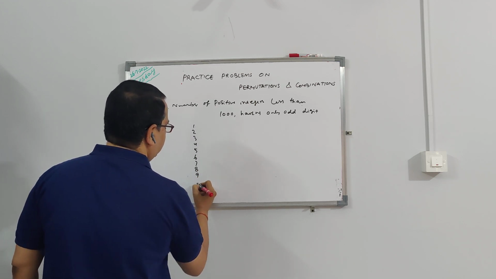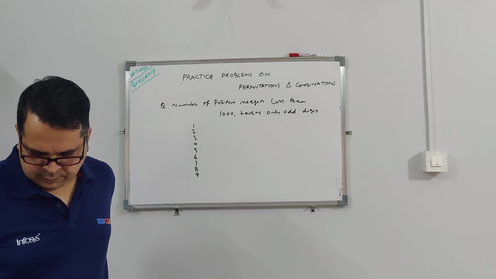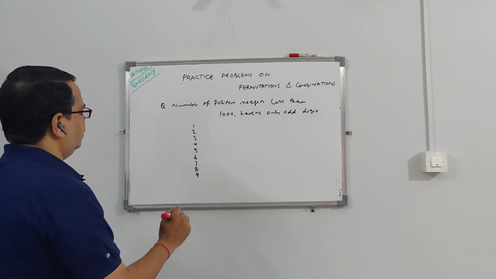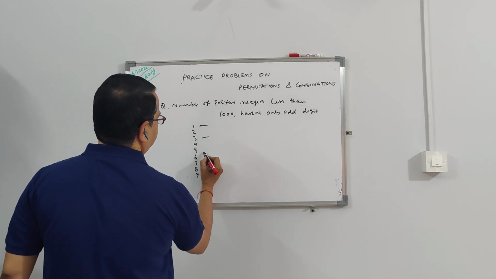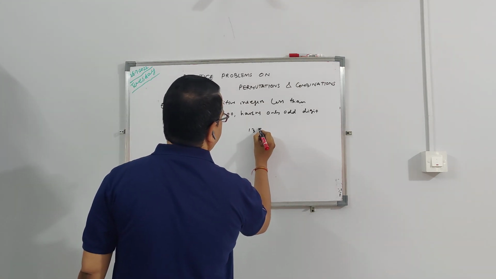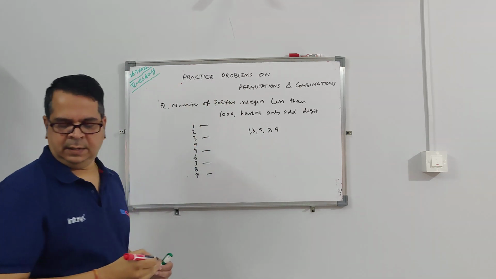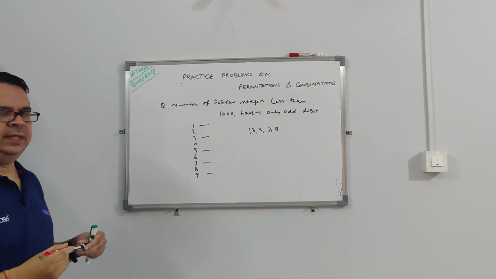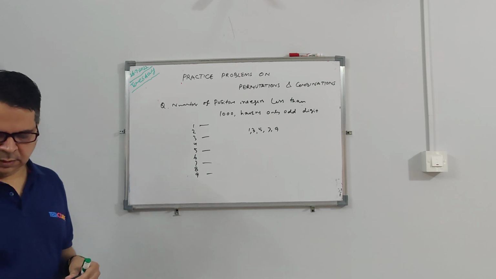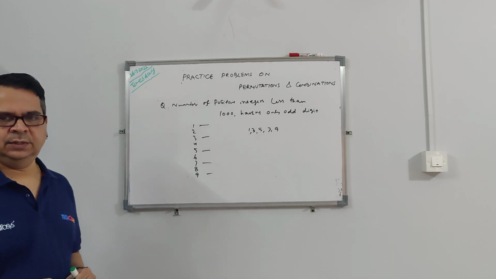Okay, so we have digits like 1, 2, 3, 4, 5, 6, 7, 8, 9. What are the odd digits here? 1, 3, 5, 7, 9. So my odd digits are 1, 3, 5, 7, 9. With these I can have, say, 1000.